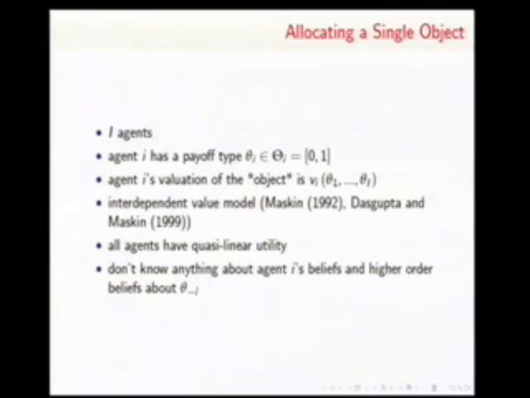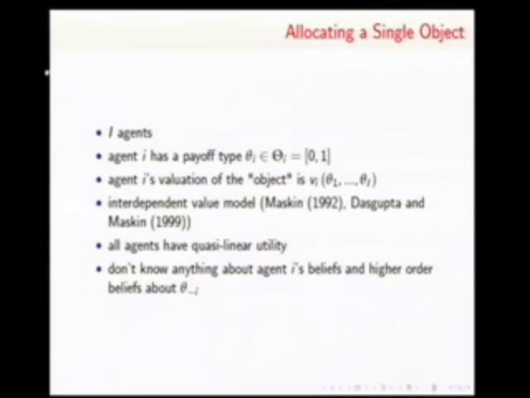And the valuation of the agent will depend on his own payoff type and possibly on the payoff type of the other agents. Okay? All agents have quasi-linear utility, so that their net utility is simply their gross utility from getting the object if they are assigned it, minus the transfer utility. Okay?